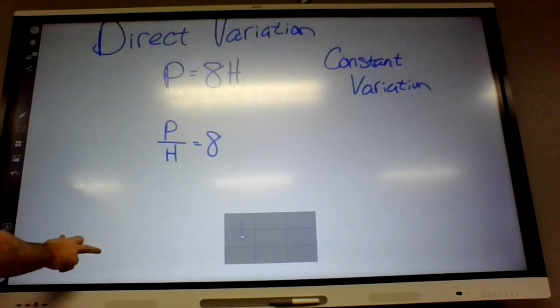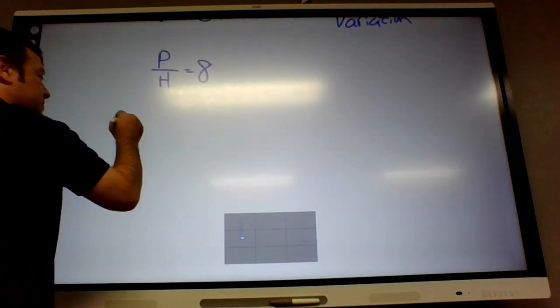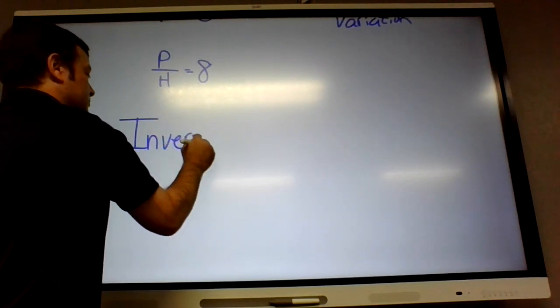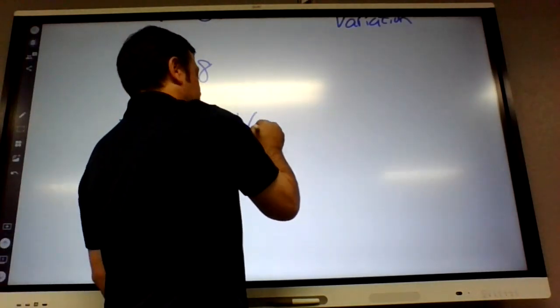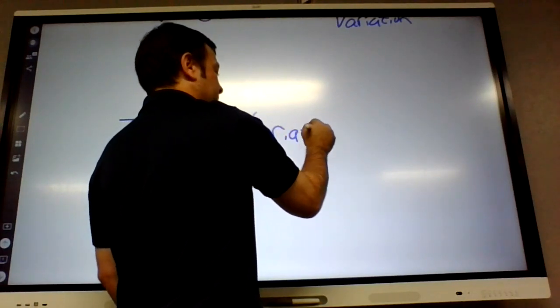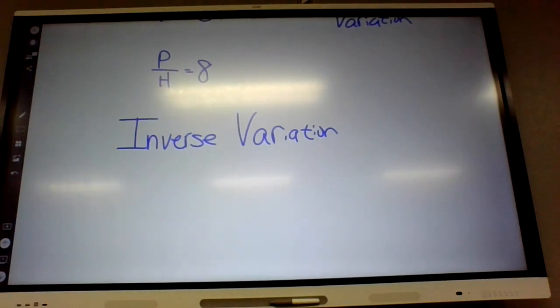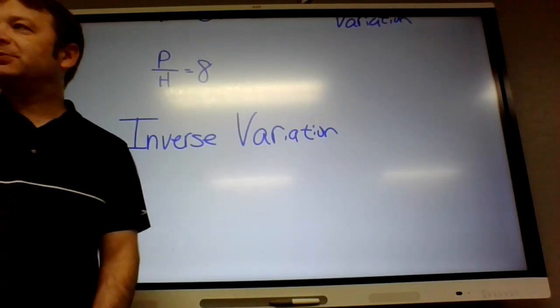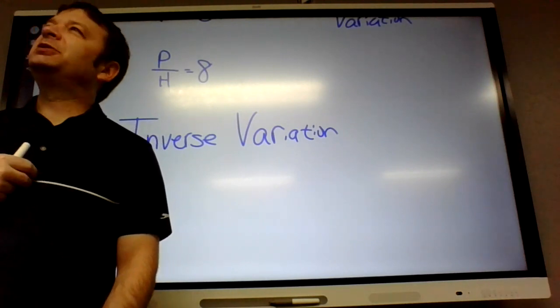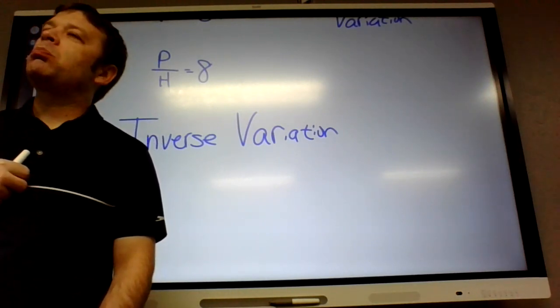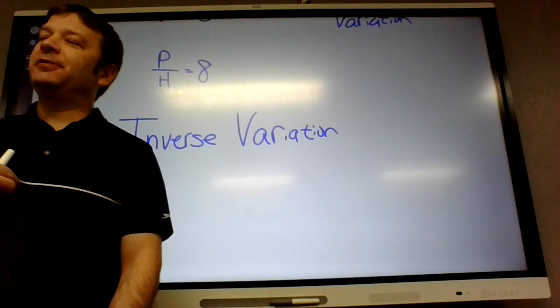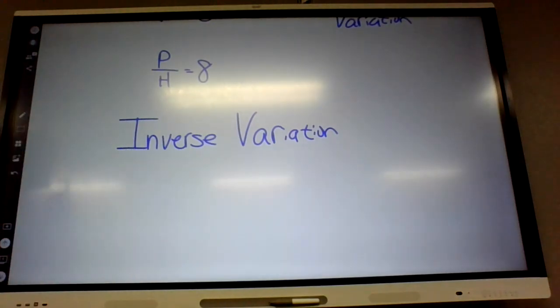Okay, so if that's what direct variation means, what do you think inverse variation means? It means if one of the variables goes up, the other one goes down. Can you think of an example? It's kind of hard. If you pull the string on a blind down, the blind goes up. Inflation: the more money you pump into the economy, the less value it has. That's a good example.